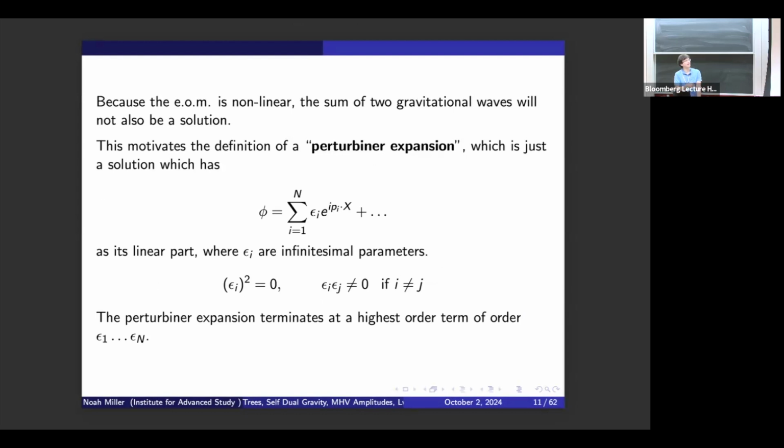If you want to get a finite solution, you would have to exponentiate the perturbiner expansion. Adding in a particle should be thought of as an infinitesimal action on your space-time. And if you wanted to get an exact solution, you'd have to exponentiate in some nonlinear sense. You don't literally just mean the exponential. Right, I mean the action of adding in a particle.